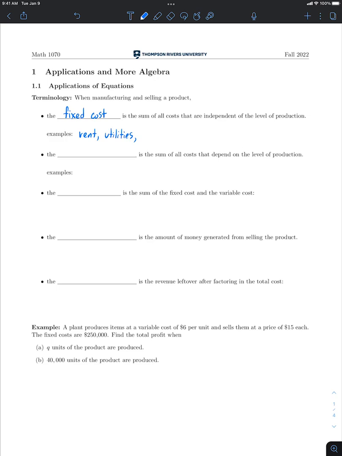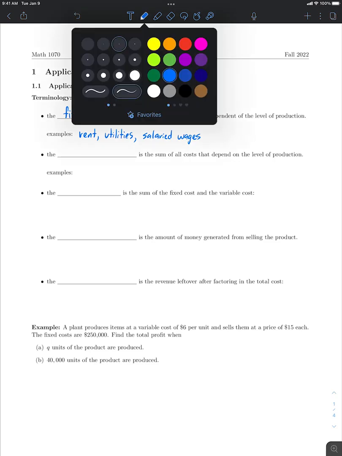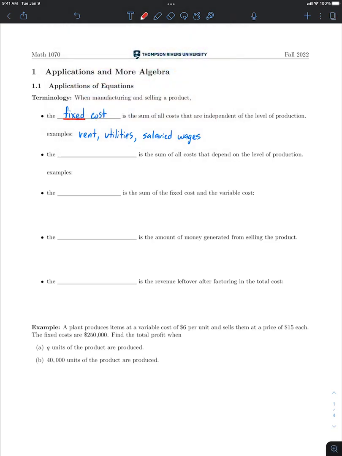Usually that's called a general manager. And typically employees that have that sort of a position will be paid not by the hour, but by just an annual salary, right? And in general, you usually refer to your salaried employees or your salaried wages as fixed costs. So that's one type of cost.